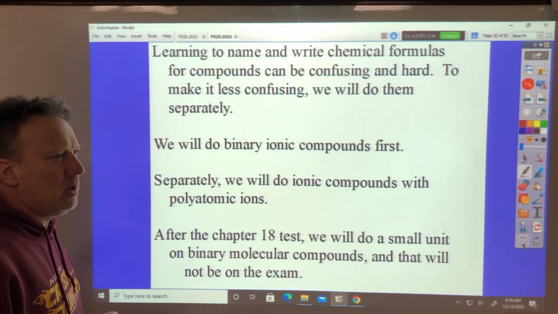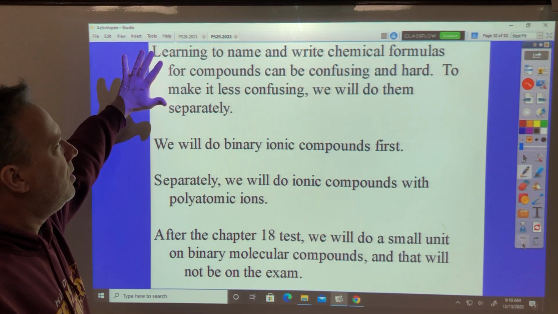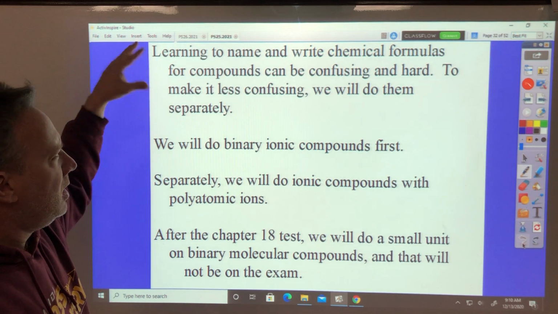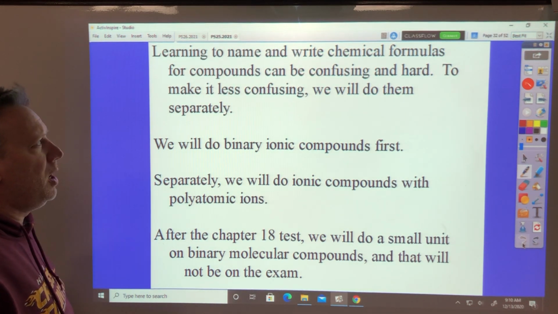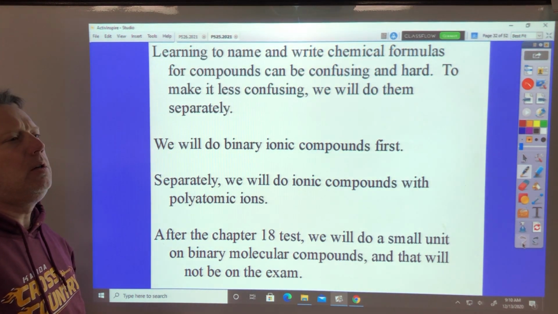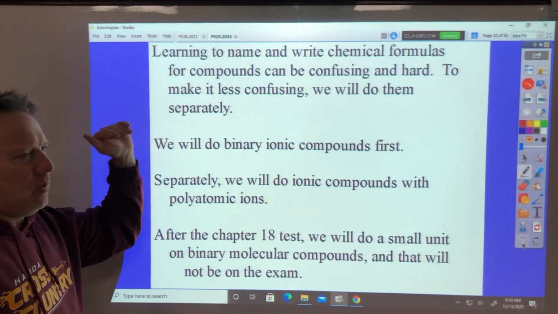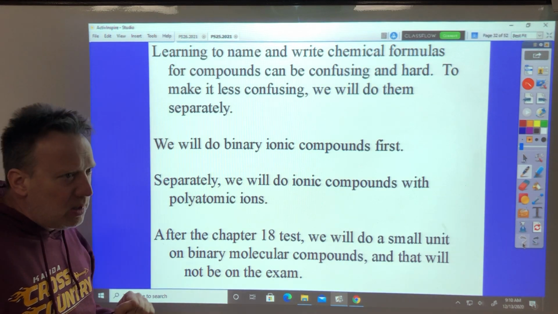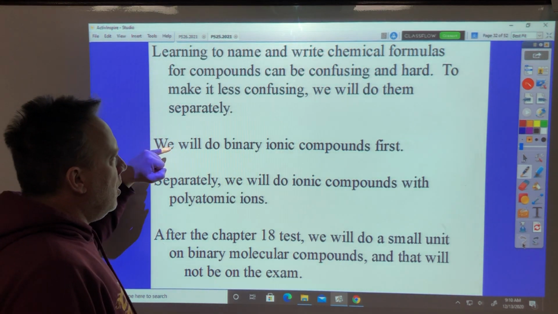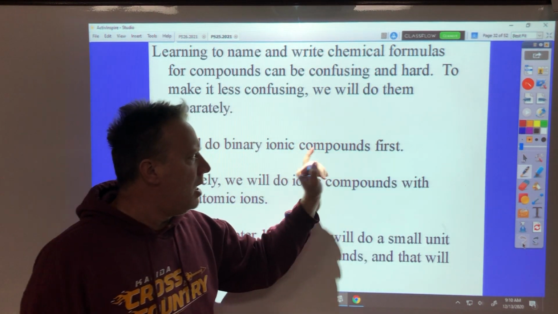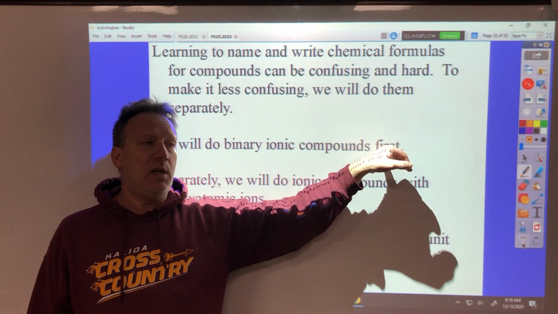So the way this is organized is, this is learning to name and write chemical formulas for compounds. That can be hard. It can definitely be confusing. So to cut down on the confusion, we're doing this in separate pieces. We're going to do binary ionic compounds first. We did those in week 2-5.